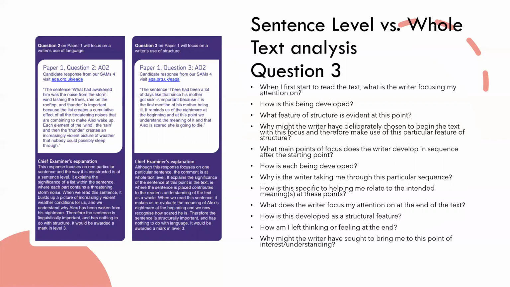What does the writer focus my attention on at the end of the text? How is this developed as a structural feature? How am I left thinking or feeling at the end? And why might the writer have sought to bring me to this point of interest and understanding?